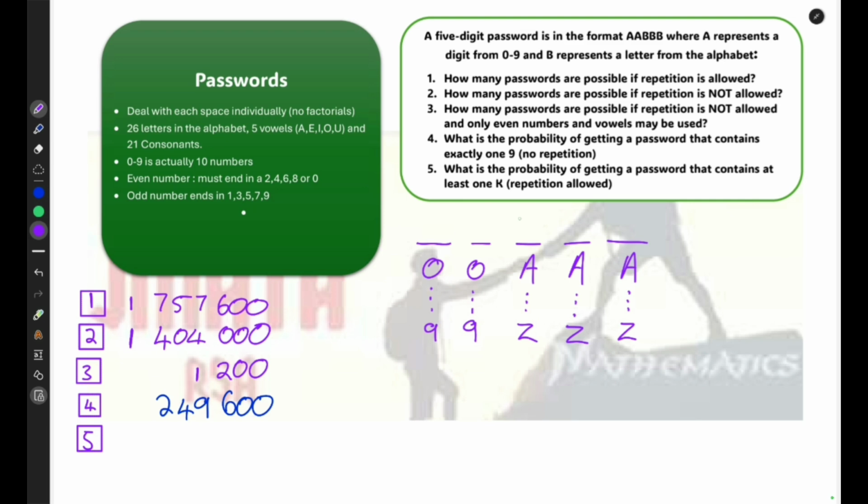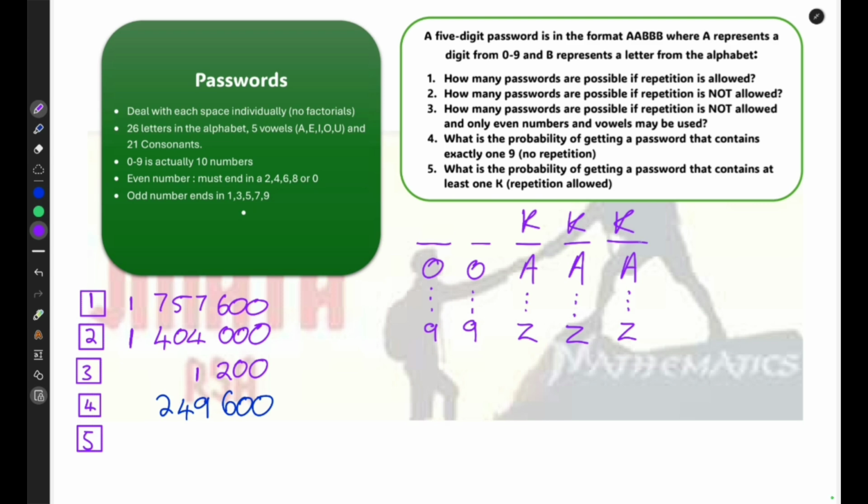Question 5 is also a trick question that you need to get used to, so you can prepare for this one. Let's see. What is the probability of getting a password that contains at least one K, repetition is allowed? Now if it contains at least one K, I don't know if it's just one K or two Ks or three Ks, and I don't know in which position the K would be if there is only one.